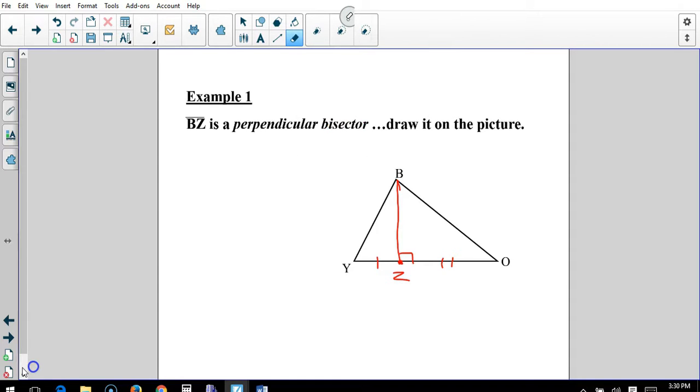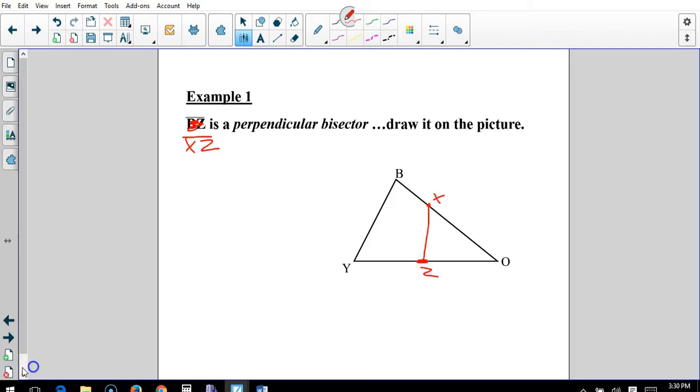Now, let's go back and make a bisector. But to do that, we will need to say something like XZ. So what we do is we find our midpoint, and you can measure, or you can estimate, just for this case, and say, that's my midpoint. Here's another one, I'll make this X and Z. And you just do this, and now you have marked it perpendicular and bisecting OY.